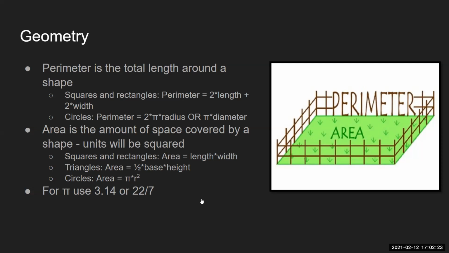For pi, you're going to use 3.14, or you can use 22/7. It'll give you kind of the same. 3.14 is just a decimal approximation of pi, which is 22/7. So you can use either one.